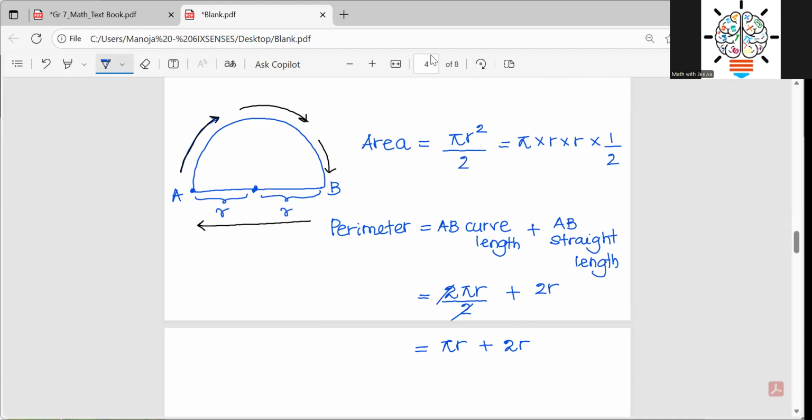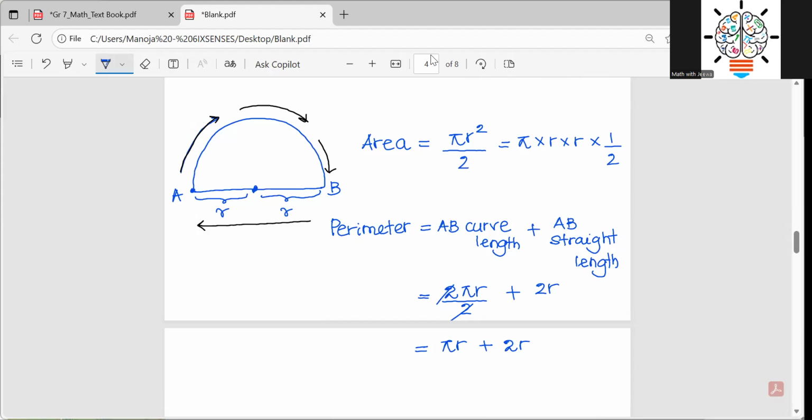You want to understand, if this is my land and I want to have the fence around the land, children, then first I want to have the curved part. Then I have the straight one. If I don't consider the straight one, and if I just take the 2πr divided by 2, that is kind of like I have the fence, but it is open land, because I have not covered the AB straight length. So always for area, it is easier. If it is a half circle, you divide it by 2. If it is a quarter circle, you divide it by 4.